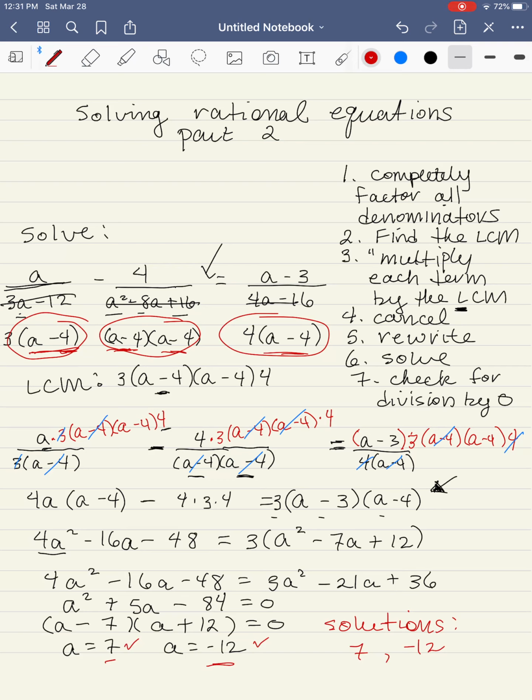All right, you go ahead and do the homework for solving rational equations.